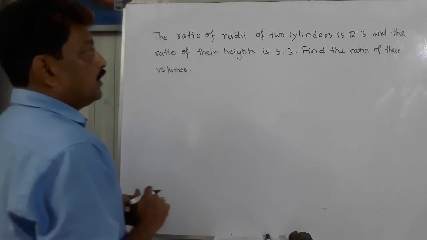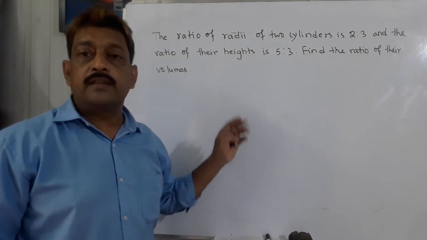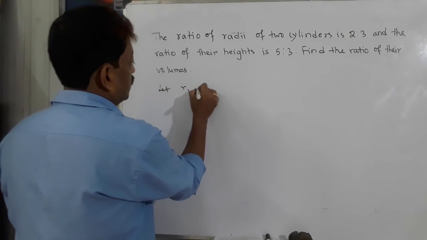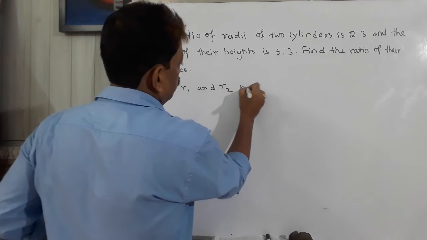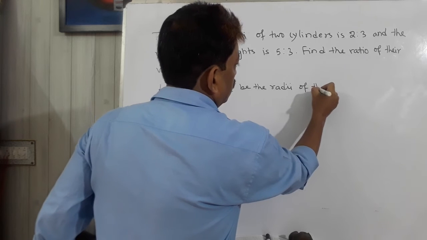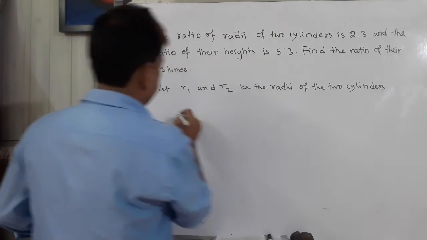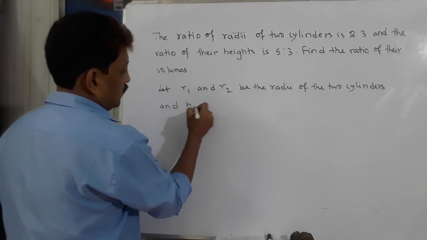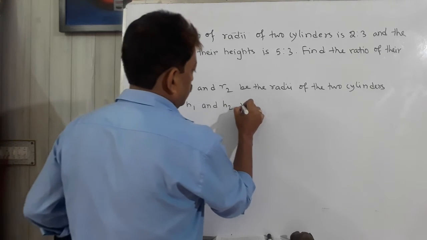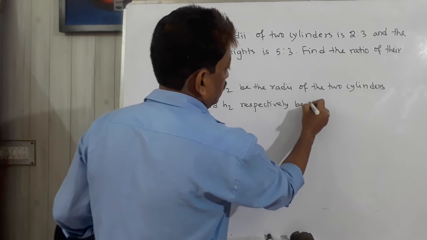Okay, so first of all, let me take the radius of the first cylinder as R1 and the second cylinder as R2. Let R1 and R2 be the radii of the two cylinders, and H1 and H2 respectively be their heights.